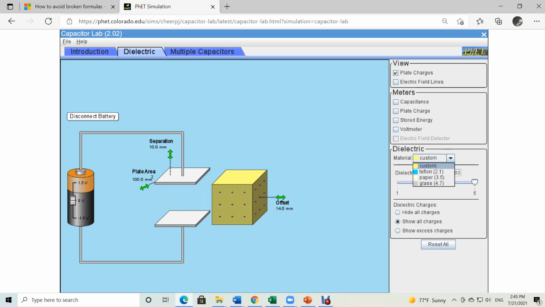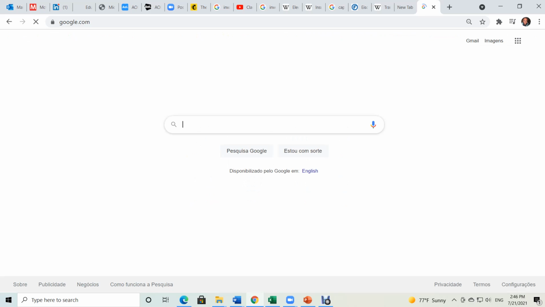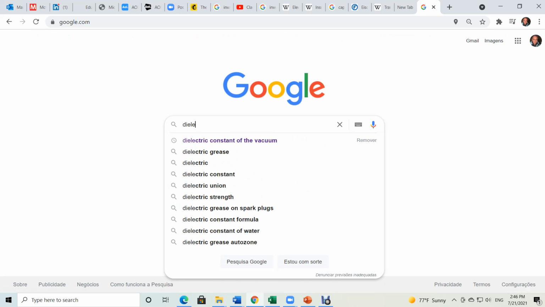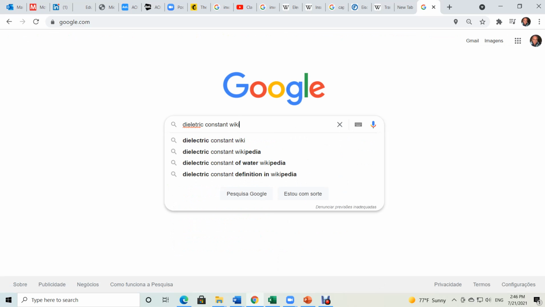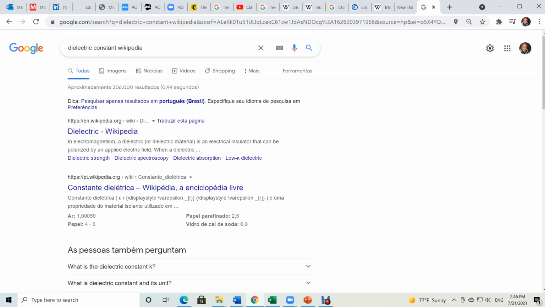We can have all sorts of dielectric. Okay, see Teflon here, paper, glass, custom. You can change the dielectric constant from 1 to 5. Let's take a look at the dielectric constant in Wikipedia.